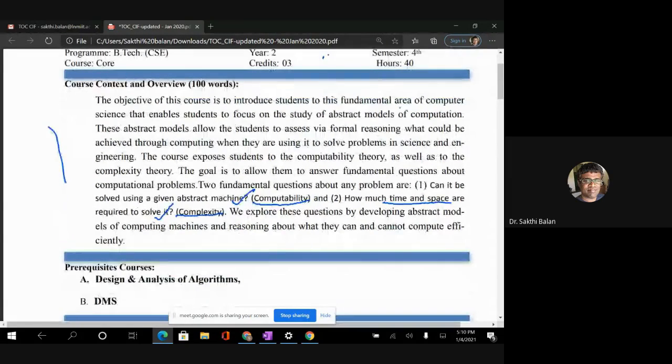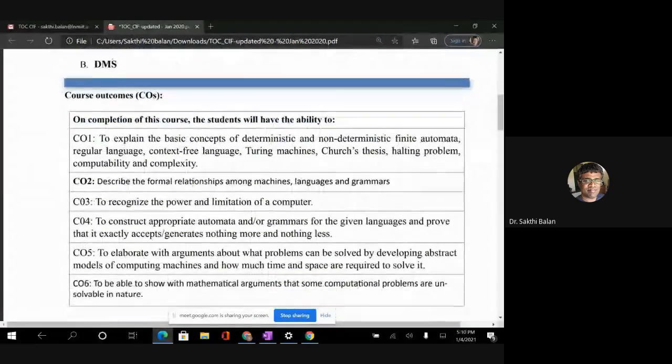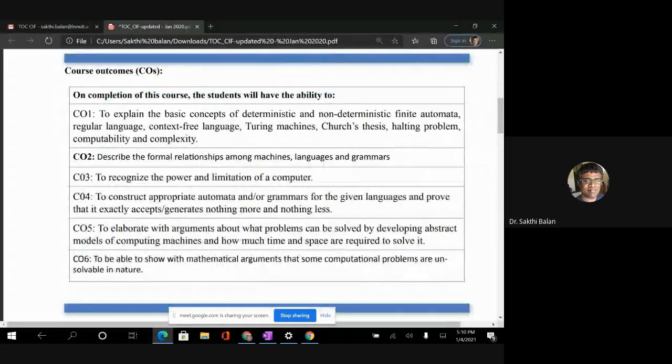We will explain computability and complexity in the next 5 to 10 minutes or so. Once you go through this course completely, you will be able to explain the various concepts of finite automata, Turing machines, halting problem, and such things. You will be able to tell the relationship between machines, languages, and grammars. And you will be able to recognize the power and the limitation of a computer.